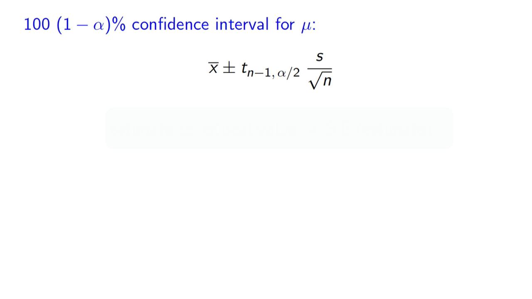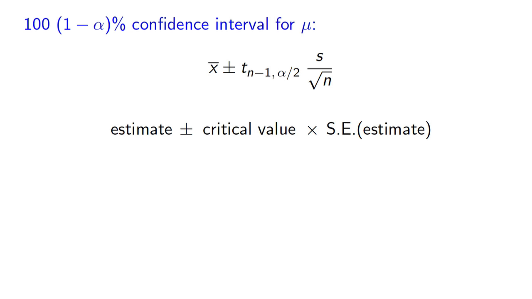Here's the formula for the confidence interval for a mean. It follows a general format. It is the estimate of the mean plus or minus a critical value from some appropriate distribution times the standard error of the mean.